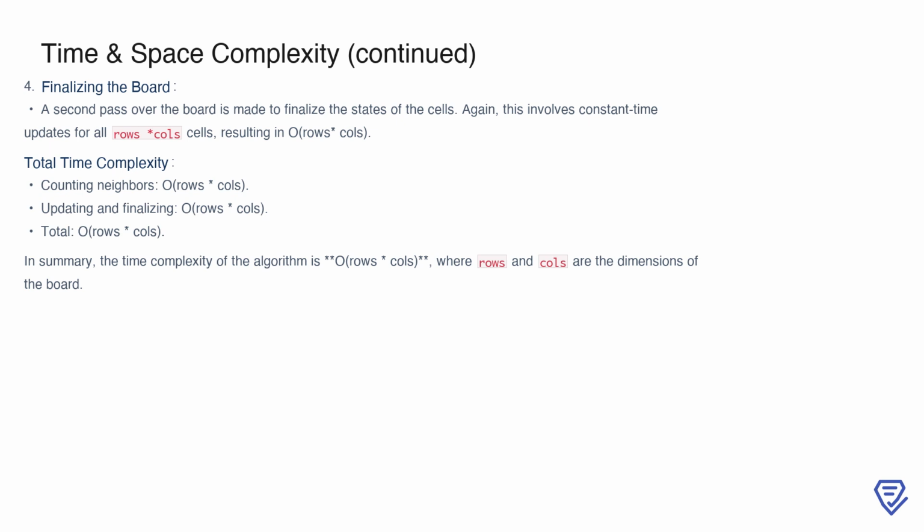Combining these steps, the total time complexity of the algorithm is derived. Counting neighbors contributes O(rows*cols), and updating and finalizing the board each contribute O(rows*cols), resulting in a total time complexity of O(rows*cols). This makes the algorithm efficient in terms of its runtime for boards of varying sizes, as the complexity scales linearly with the number of cells in the board.